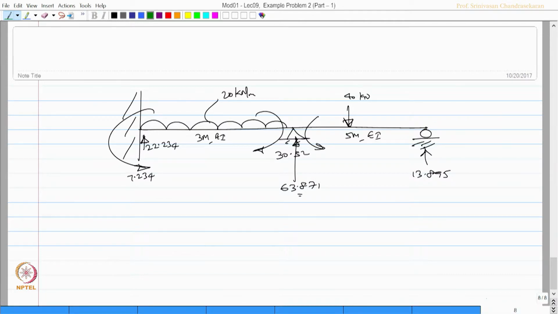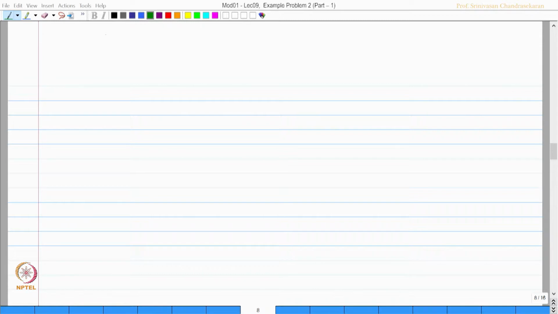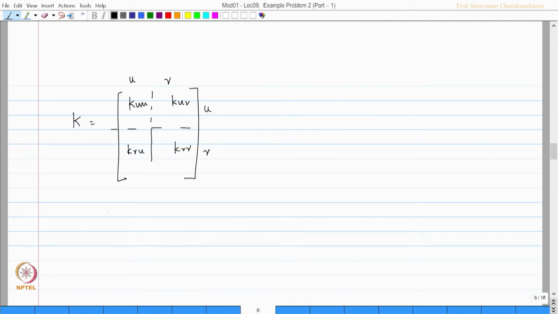If you look at the K matrix, we said that K has sub matrices KUU, KUR, KRU, KRR, which we have partitioned: unrestrained, restrained, unrestrained, restrained. So, we can also say KRU multiplied by delta U minus JLR will be actually equal to the restraint vector R.